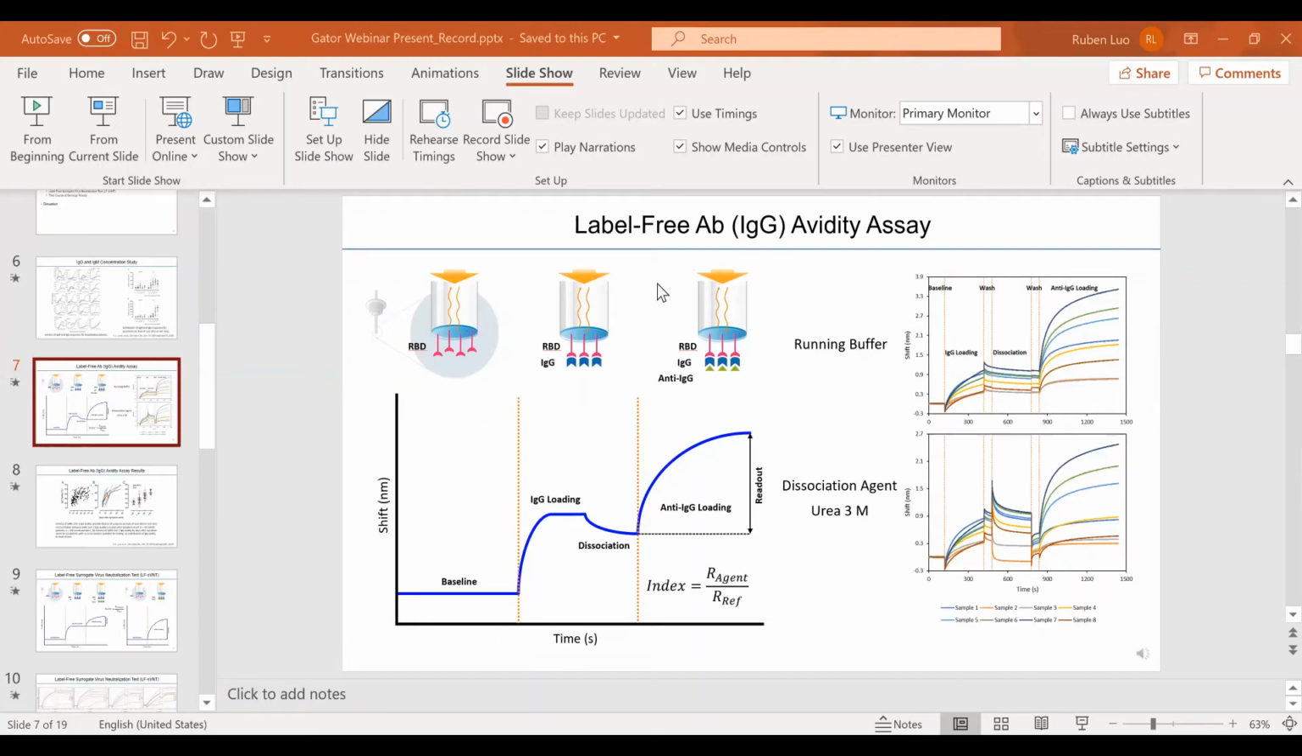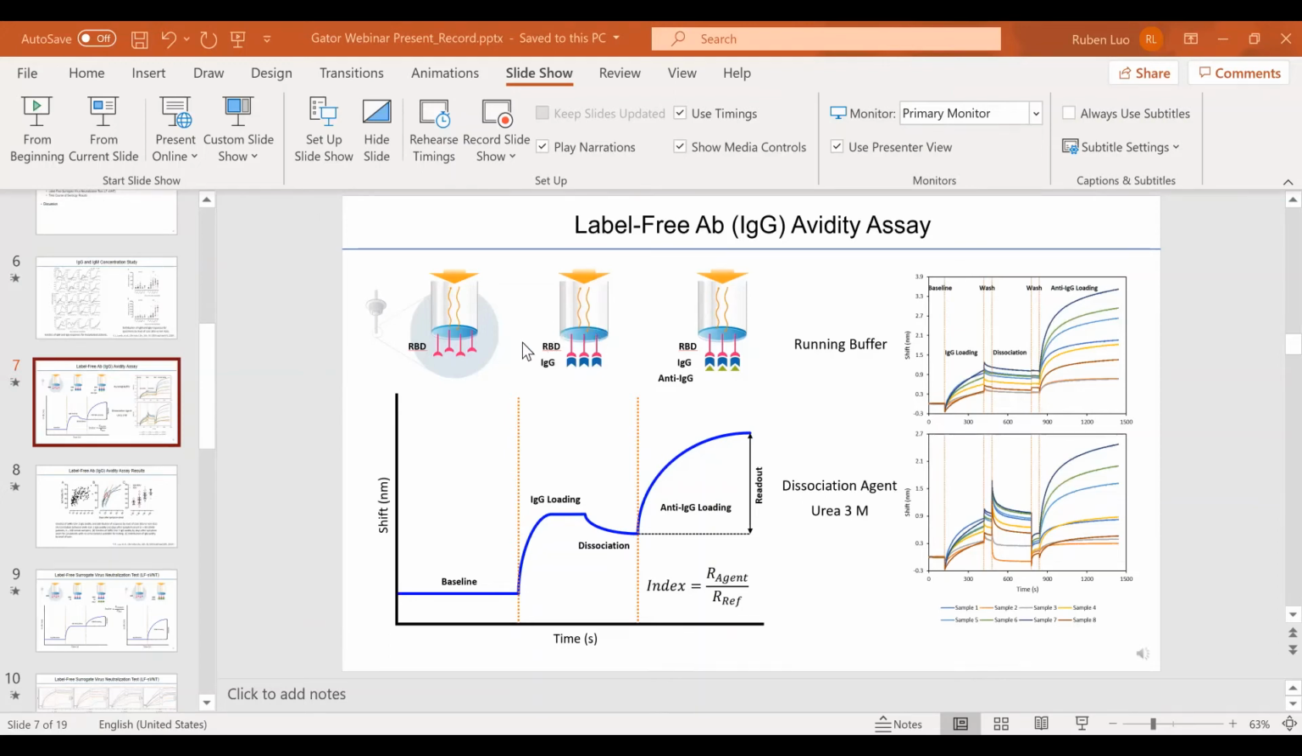We have another question coming in. Can you explain how you control for the competitive binding of IgM for your label-free IgG avidity assay? So for clarification, the competitive binding of IgM to the RBD. That's a very good question. Actually, we didn't, and we couldn't.